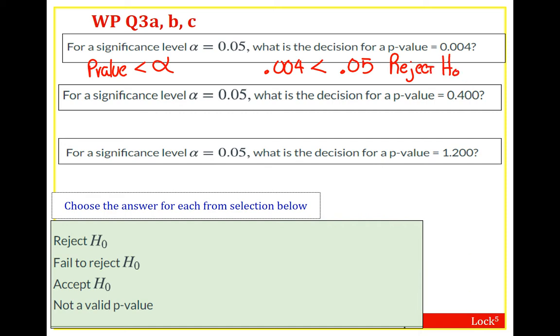For a significance level, again, of 0.05, what's the decision for a p-value of 0.4? 0.4 is greater than 0.05. I would not reject H0. I would not accept it, but I would not reject it at the same time.